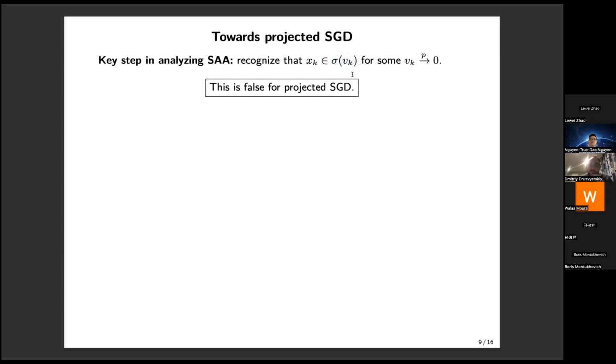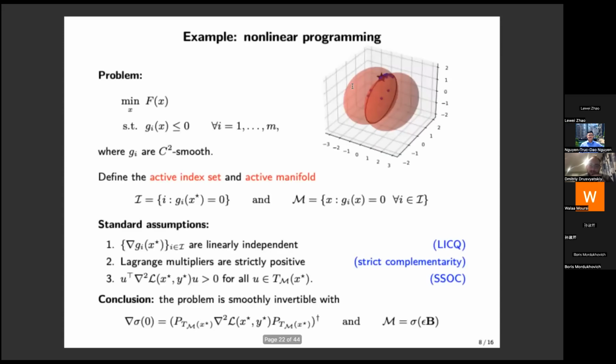In particular, in this example, the image of the solution map is the active manifold, in fact. All the points that can be written as solutions to small perturbations of the problem are actually on the manifold. So sample average approximation is very special in the sense that the points it generates actually lie on the smooth manifold. In some sense, the non-smoothness of the whole problem goes away.